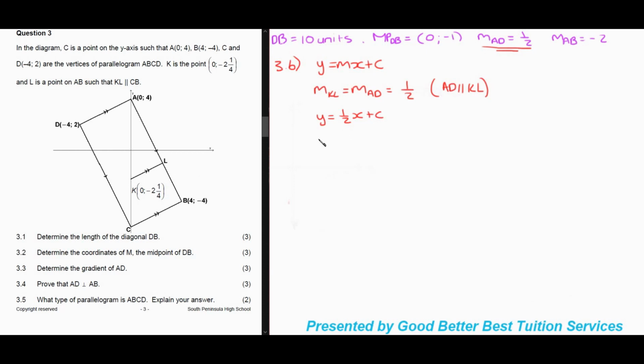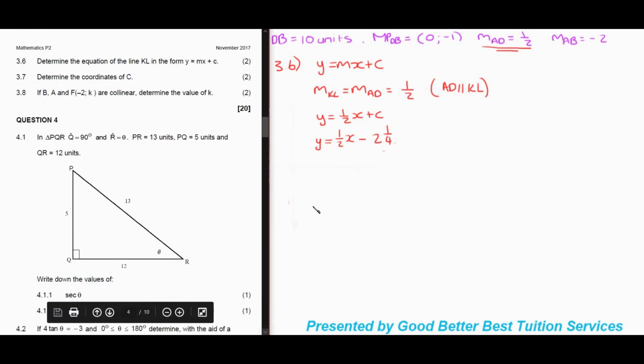And so just like that, we can give the final equation, which is y is equal to a half x minus 2 1/4. All we did there is substitute in those values. We knew that the gradient was the same as line AD because the lines are parallel, and we were given that c is minus 2 1/4.